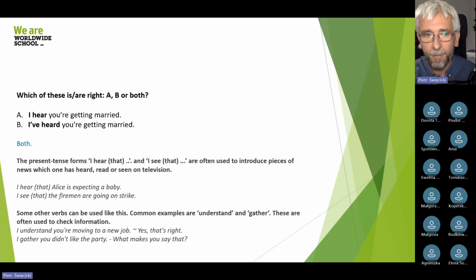Two more examples. I hear Alice is expecting a baby. I see the firemen are going on strike. Just a new way of saying things. Maybe for you, right? Some other verbs can be used like this. Common examples are understand and gather. By gather, we mean not collect here, but just understand.